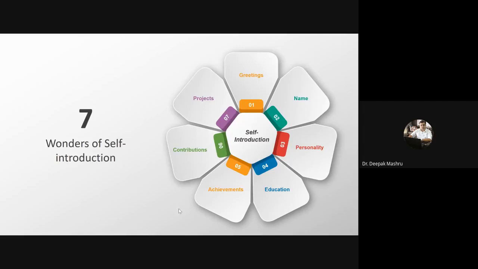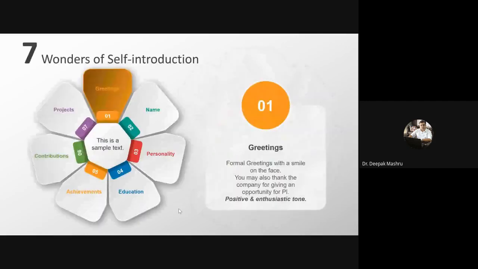We can start with the greetings, then your name, your personality, your education, your achievements, your contribution, and the projects you are working on. These are the 7 things you can touch upon when you talk about your self introduction. One by one, we talked about the ways we can greet your interviewers, looking at the time so you should not be confused. The way you said good afternoon, it is clear that with this time it is good afternoon, good morning, good evening, and like that.